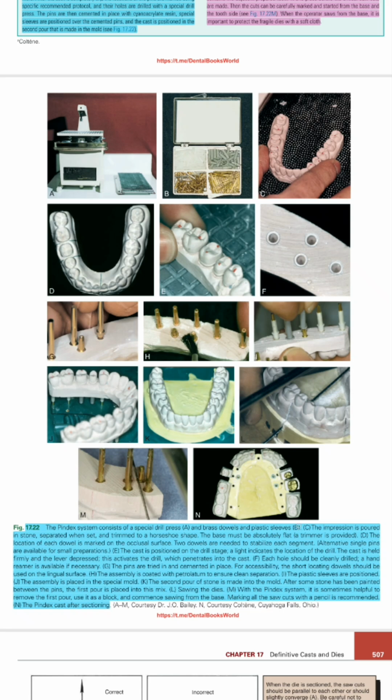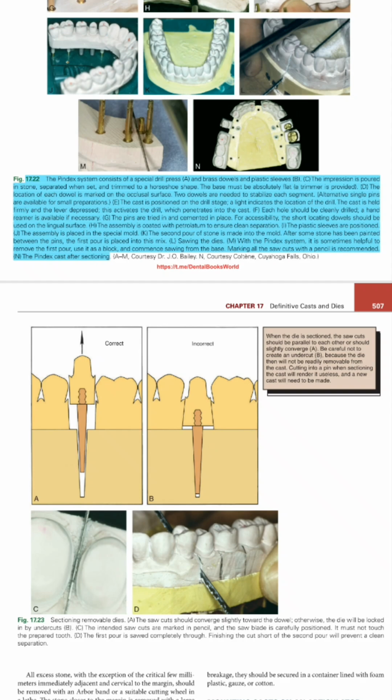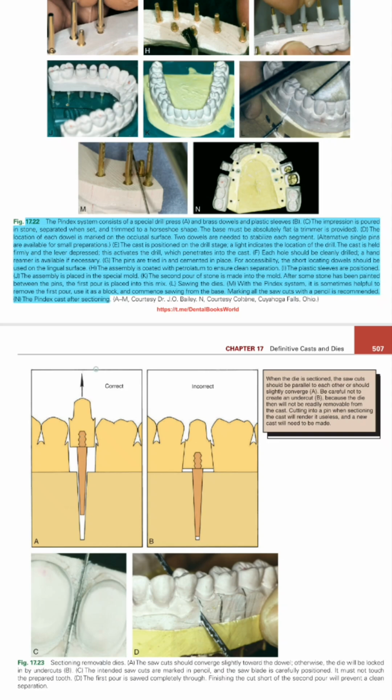and the pins are coated with Vaseline to ensure the clean separation. Then we add plastic sleeves to the dowels. Then we position the die and do a pour that covers these dowels. After it sets, we start the sectioning of it, including the base that we poured. Appropriate sectioning is important so that the removal of the individual teeth is easy.